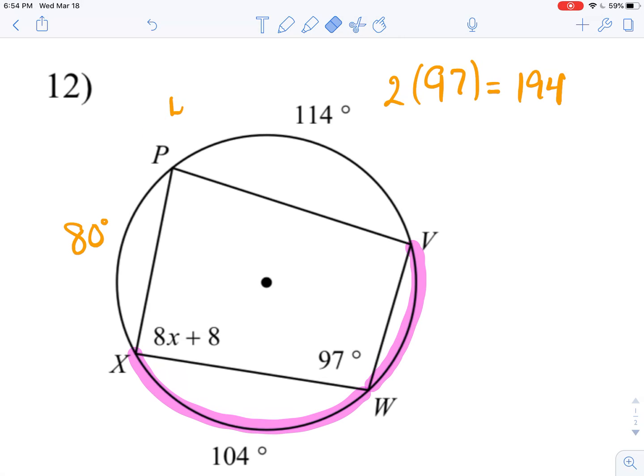Don't forget about your whole circle. What does a whole circle add to? So my whole circle needs to add to 360. All right, now let's figure out, I need to find just this little piece here. So 360, I can take away 114, take away 80, take away 104 to get 62.